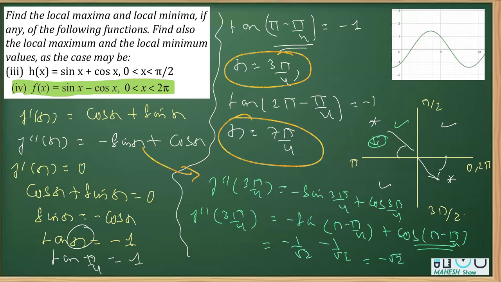Now check here, minus root 2 by the second order derivative test. As you can see, f double dash 3 pi by 4 is less than 0. So we'll consider this point as the point of maxima.